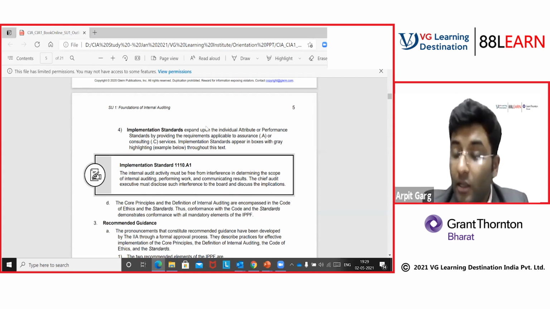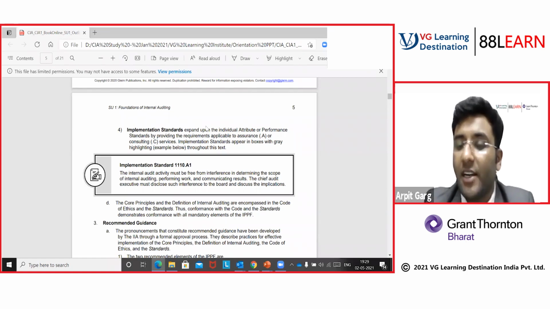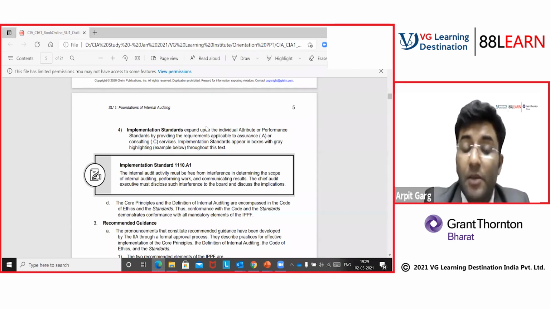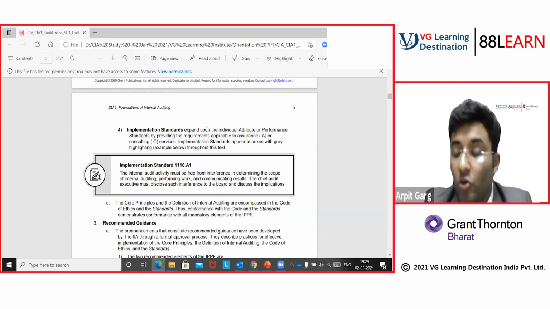We should not get influenced. We should not get pressure from the management. Suppose you have identified an observation which is critical and which can impact the organization's objectives. We should have a free hand to report it to the board. We should not be pressurized. The CAE must disclose such interference. Suppose the senior management is interfering. In that case, we have to disclose such interference to the board and discuss the implications. Okay.